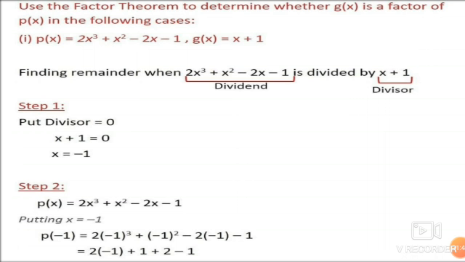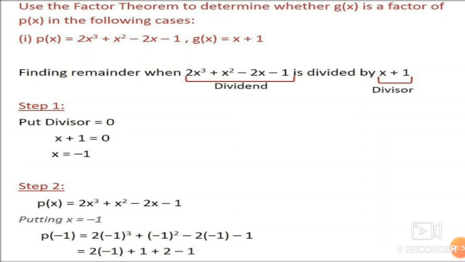Put divisor equals 0, as we obviously know. That's why x plus 1 equals 0, x value is minus 1. This value you can substitute in the given equation. p of x equals 2x cube plus x square minus 2x minus 1.